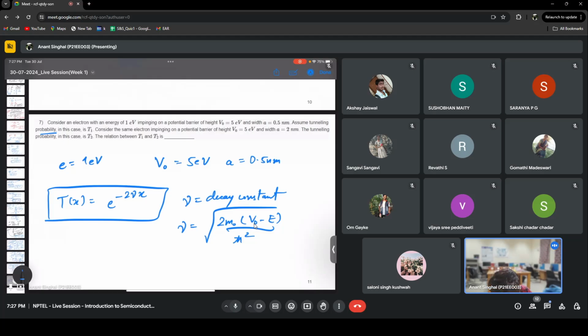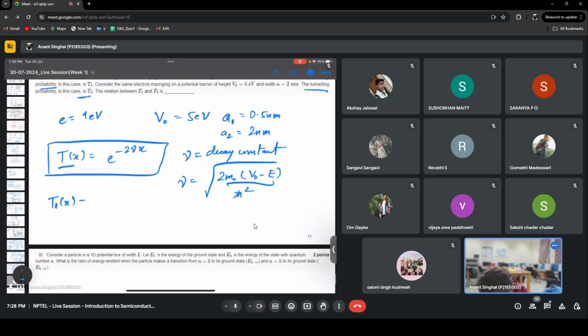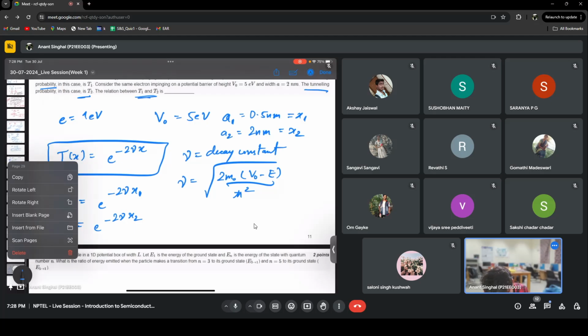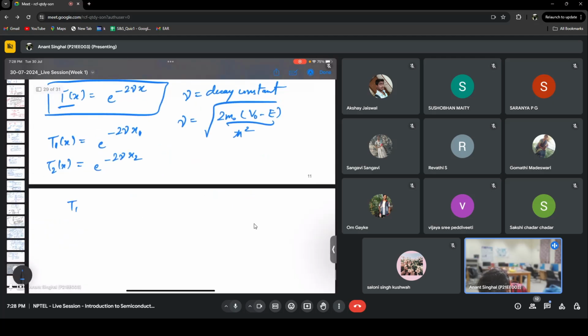So we have two different cases. One has a width, let's say x1, which is 0.5 nanometer, and one has a width of 2 nanometer. We need to find the relation between the transmission in both cases. To make it easy, let me write T1 as e raised to power minus 2 gamma x1, and T2 is e raised to power minus 2 gamma x2. We need to find the relation between T1 and T2, so I'll divide both of them. T1 by T2 will come out to be e raised to power 2 gamma times (x2 minus x1).